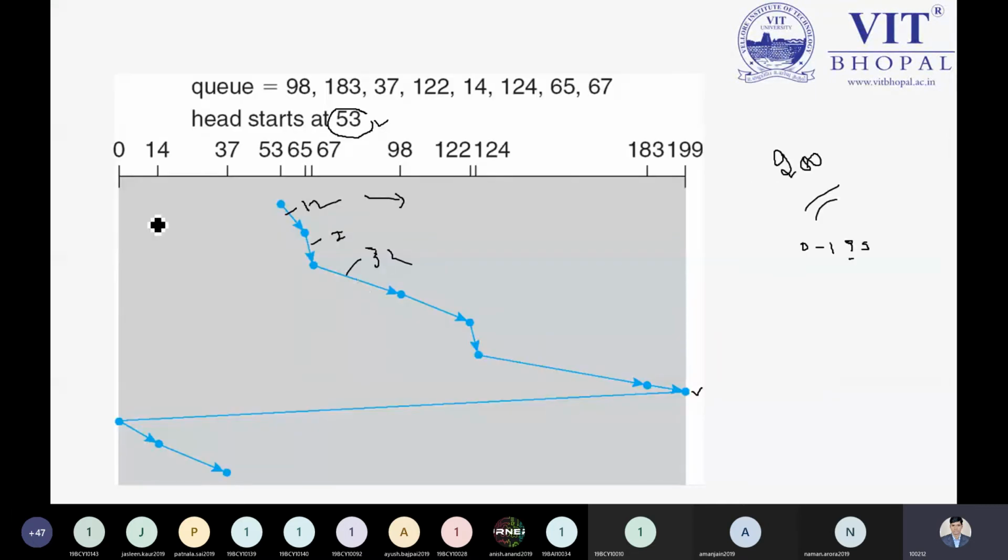Okay, so here it is given, the cylinders in the queue are 98, 183, 37, 122, 14, 124 and 65. Now there's no guarantee the head will start from 56 or 53. I can take any value, like 30. I'm just taking 30 as my initial value where the head movement will be started.